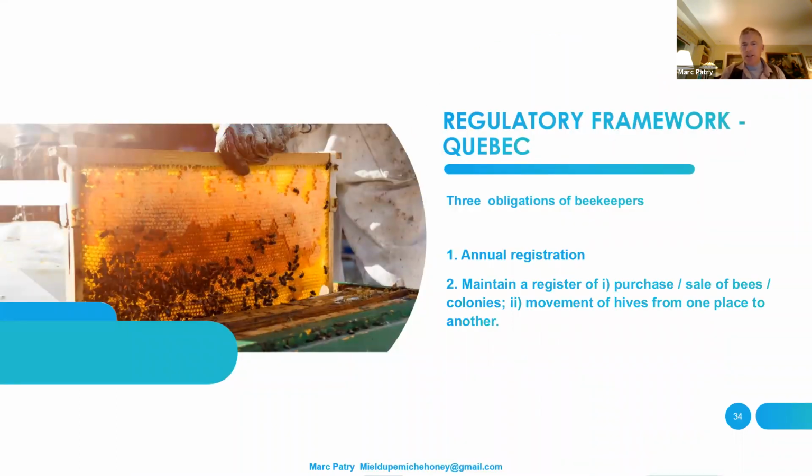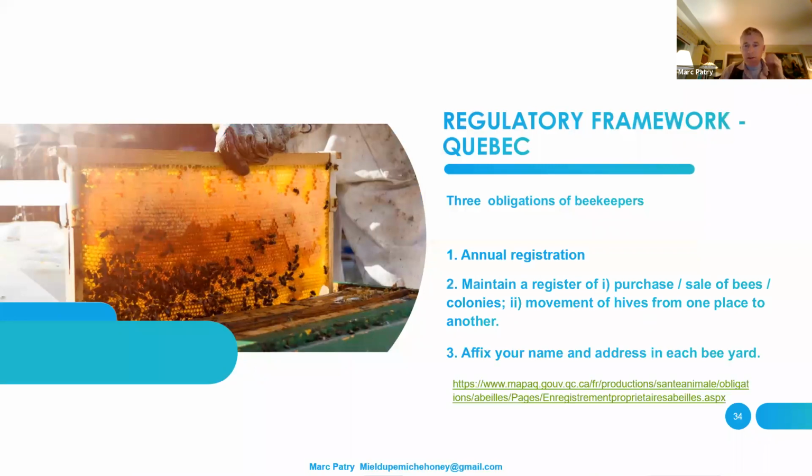You have to register annually. You also have to maintain a register of the bees you bought, who you bought them from, and if you're moving them, you have to write that down. That way, if government authorities come by, they can trace the movement of bees, to see if there are problems and where the bees came from.